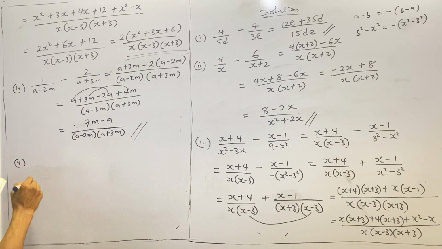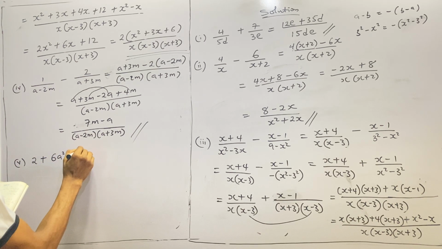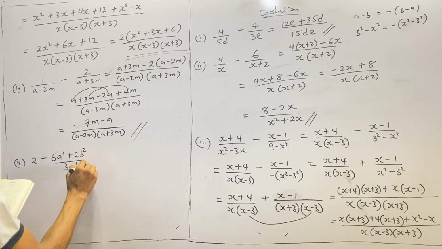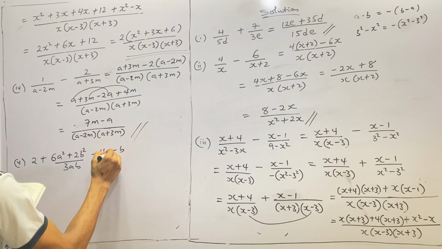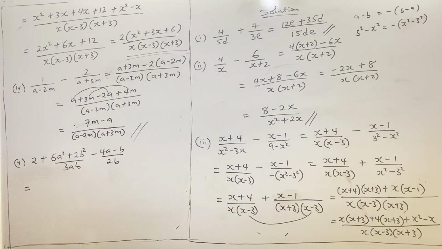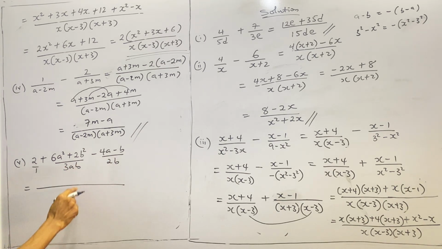number V, 2 plus 6a square plus 2b square over 3ab minus 4a minus b over 2b. Okay, so this will be equal to, all right, so here we look for the LCM by making this over 1. So our LCM is, yes, we have a common factor. These are products, they are multiplying themselves, so b is common.